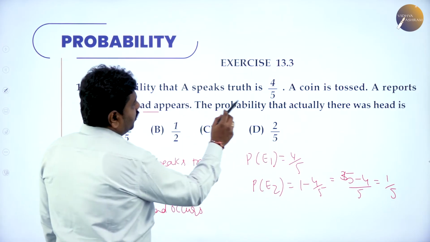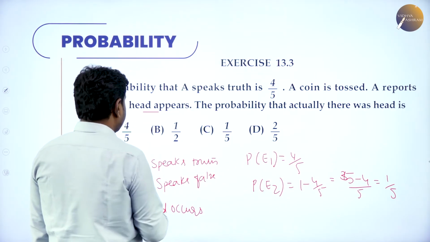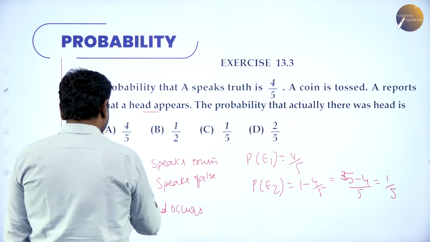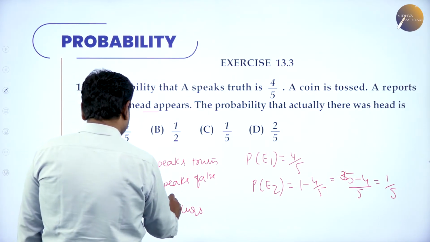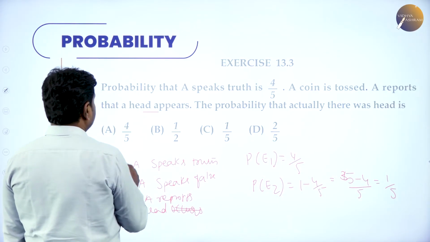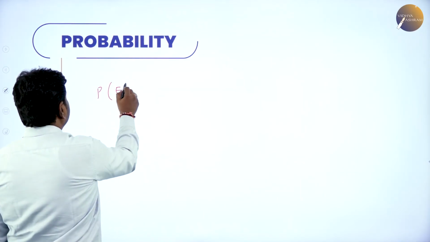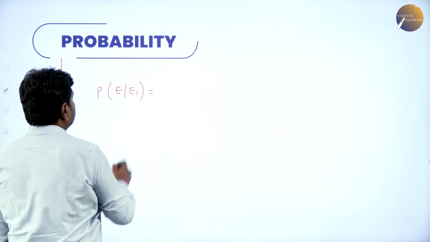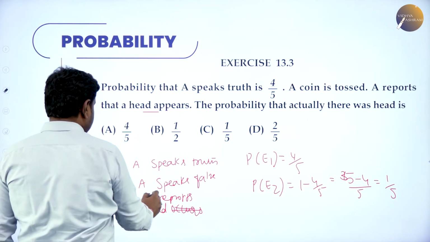Then they want a coin is tossed, A reports head. We say A reports head. Reports head instead of head occurred. Now probability of E by E1. What is meant by E1? E by E1, or we say okay, let it be, it's easy.